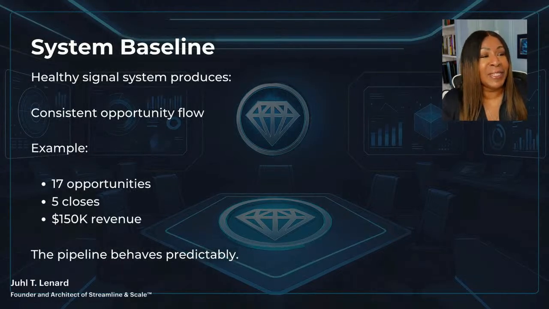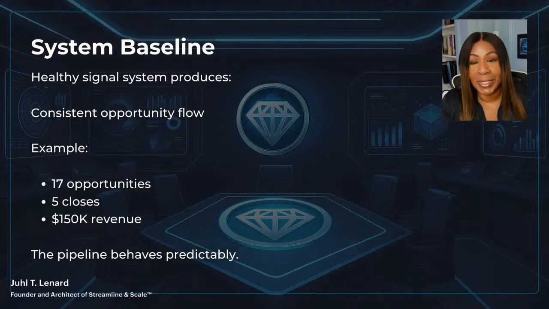The system baseline. Healthy signal system produces consistent opportunity flow. For example, 17 opportunities, 5 closes, 150K in revenue. The pipeline behaves predictably. Predictability allows us to plan.